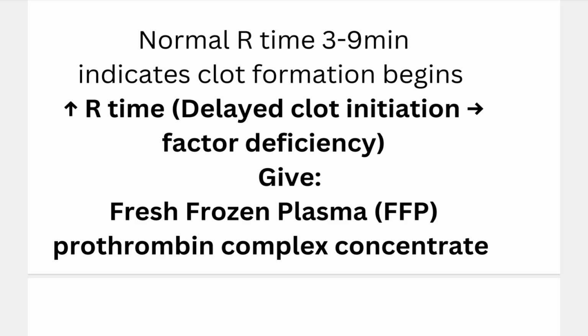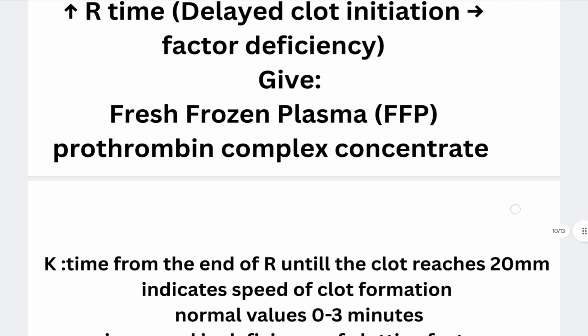It contains factors 2, 7, 9 and 10. So prothrombin complex concentrate will be used predominantly to reverse warfarin immediately if the patient is on an anticoagulant such as warfarin.